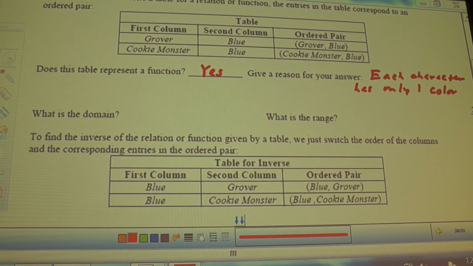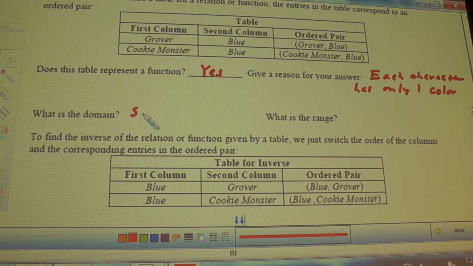Yeah. So what's my domain? What are my inputs? Sesame Street characters. What's my output? What's my range? Colors? Colors, yep.